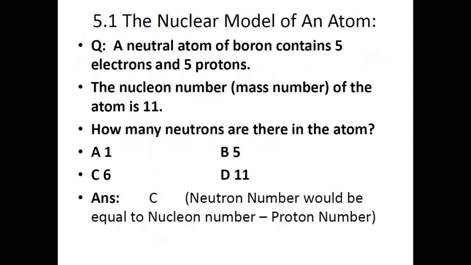A neutral atom of boron contains 5 electrons and 5 protons. The nucleon number is 11. How many neutrons are there in the atom? Nucleon number, or the mass number, is a combination of protons and neutrons. So if protons are 5 and the nucleon number is 11, just subtract these two values. 11 minus 5, that means there should be 6 neutrons. So C would be our answer.